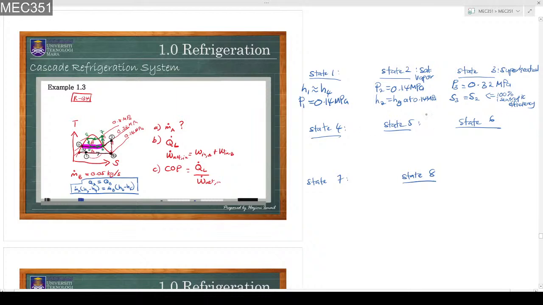Okay. Dan daripada nilai ni, so kita akan cari nilai H3. Okay, dekat state 4 pula. State 4 kita tahu dia saturated liquid. Dan P4 pun masih lagi 0.32.